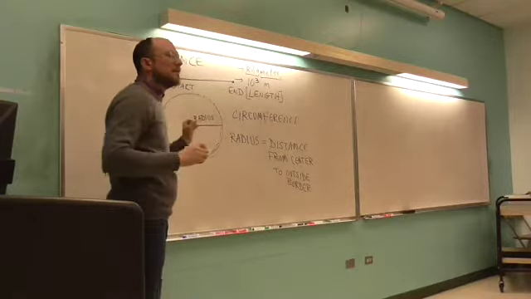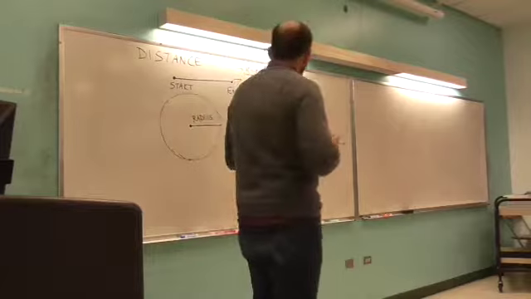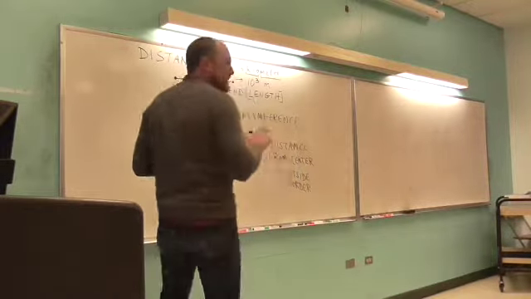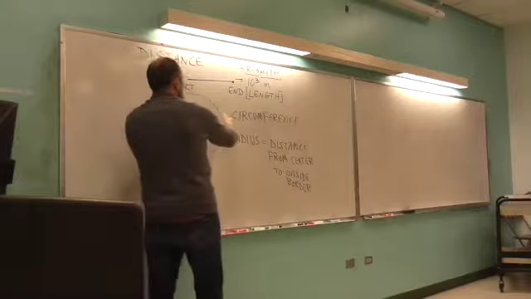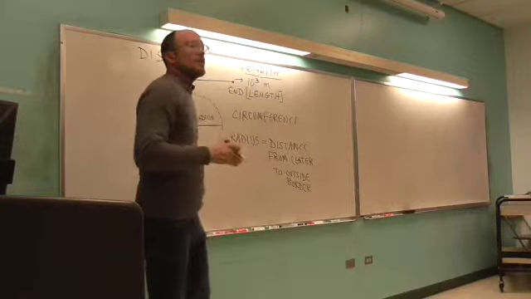Isn't the radius, I think, a quarter of the circumference? Well, not exactly. It's close. We'll actually figure out exactly, but it's a fraction. You can see that the radius is certainly smaller than the circumference.